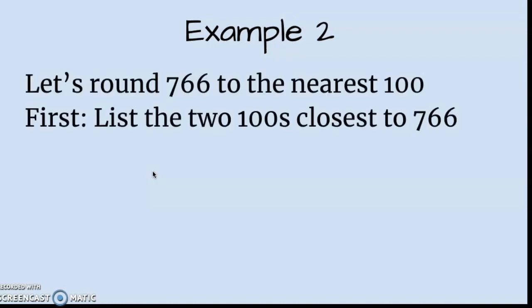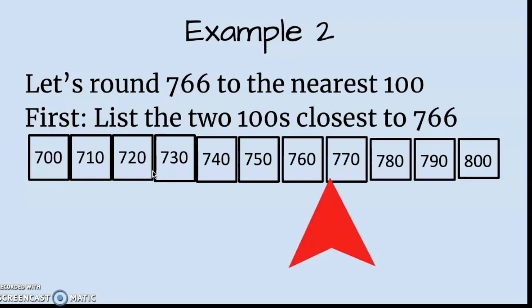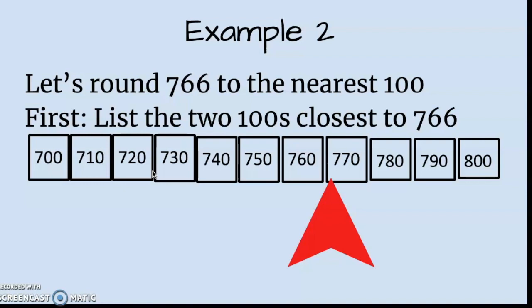Let's look at example number 2. We're going to round 766 to the nearest 100, but first we're going to list the 100s closest to 766. We have 700, we have 800. Let's list all the numbers in between so we can pinpoint exactly where 766 lies. Now remember, it's not listed on your screen, but we can estimate that it falls between 760 and 770. So we estimate where 766 lies.